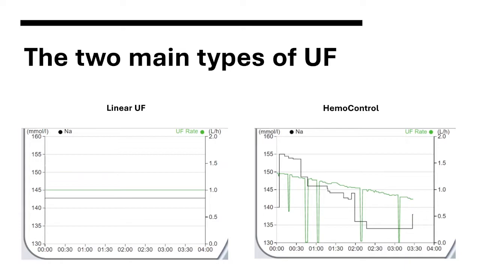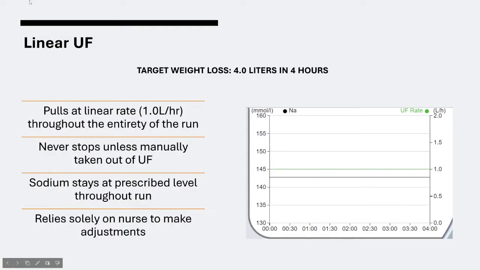So to do that, I think it's important to first outline the two main types of UF. So we have on the left a linear UF and on the right HemoControl. So I'm going to get into exactly what the difference between those two items is. We're going to start with a linear UF, and for both scenarios we're going to utilize the same scenario, so 4 liters in 4 hours.